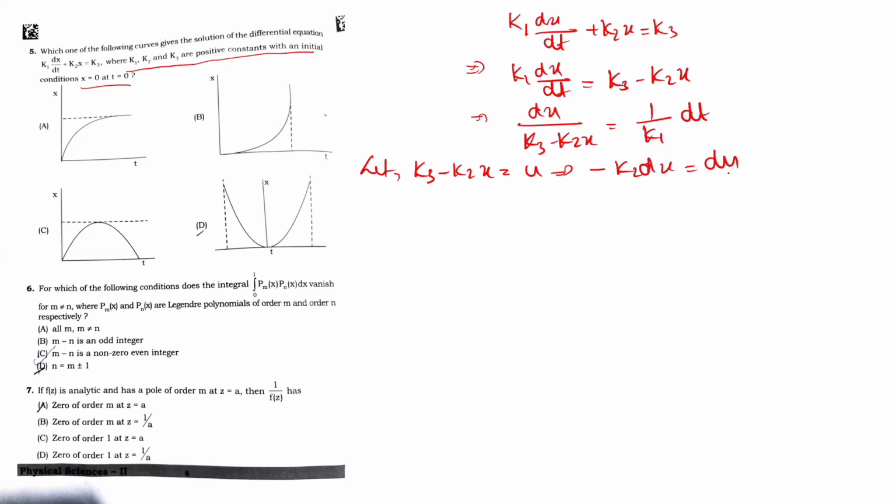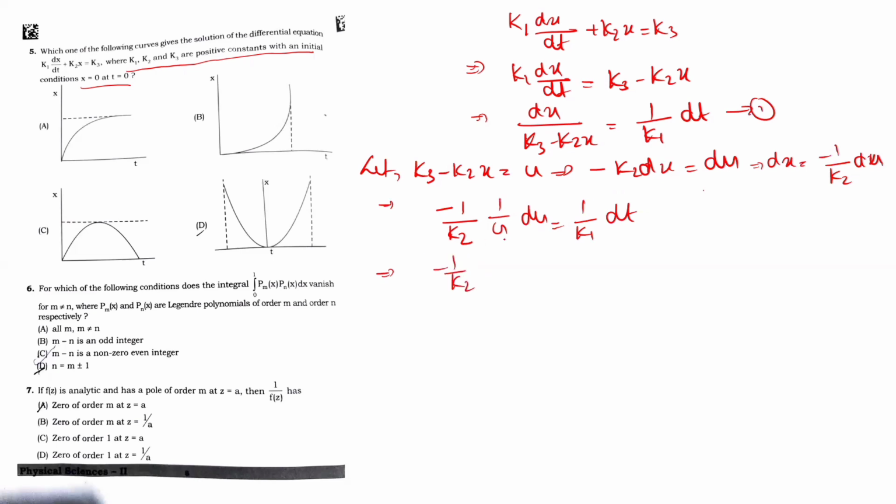From here, dx is equal to minus 1 by K2 du. Just put the values in equation 1. Here, dx can be written as minus 1 by K2, right? The numerator is taken as u, so it is 1 by u, and here you will have du, obviously. And in the right hand side, this was 1 by K1 dt. All right. So keep it simple, and directly you can do the integration part.